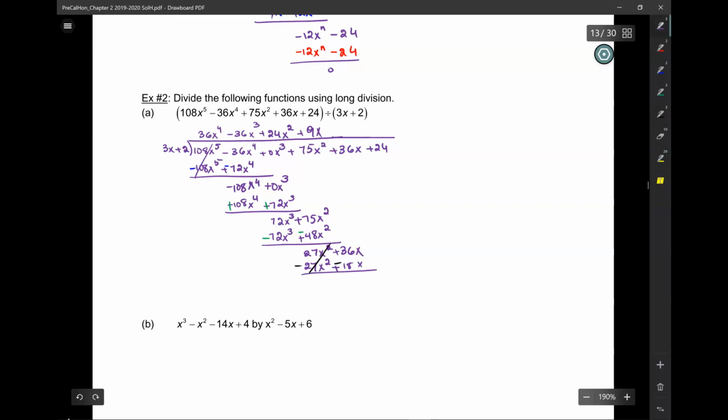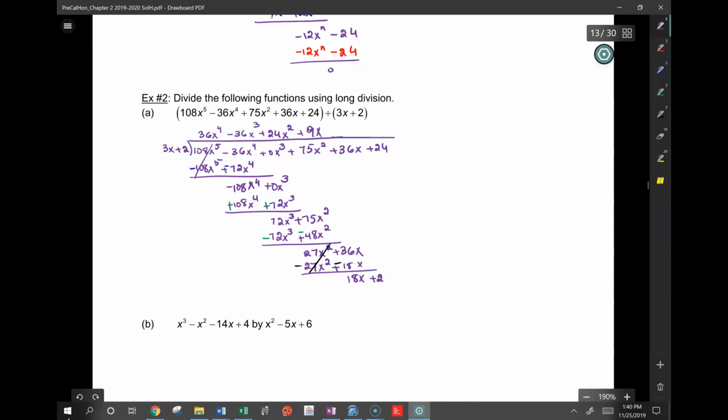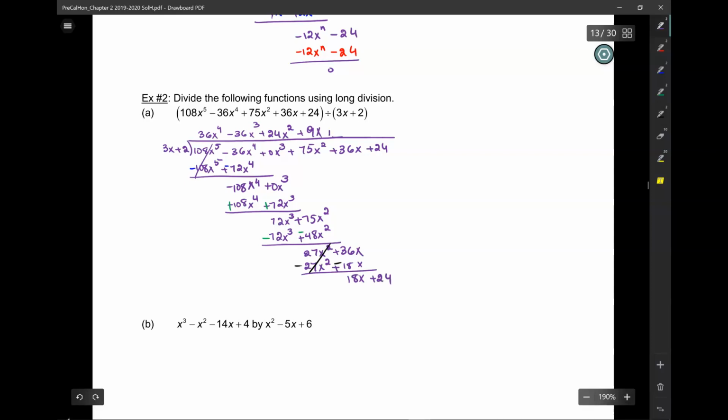I have 18x plus 24. Finally, add 6. Now I get 18x plus 12. And what's my remainder? 12. So f of x, right? So the way I'm going to write this is my quotient plus 12 over 3x plus 2.